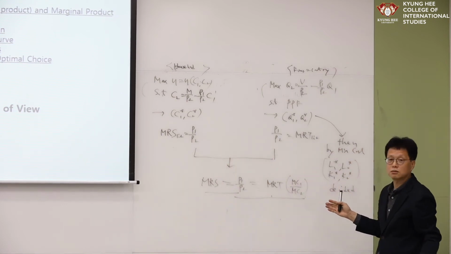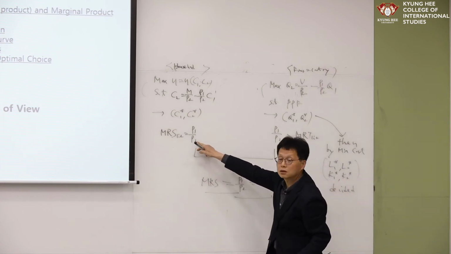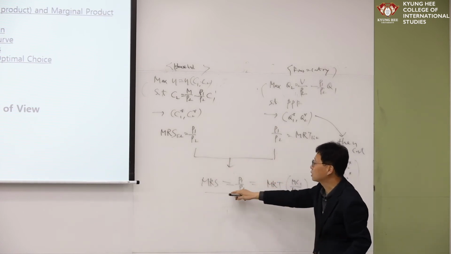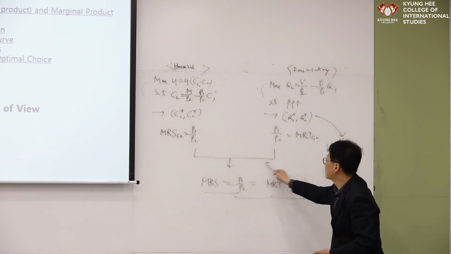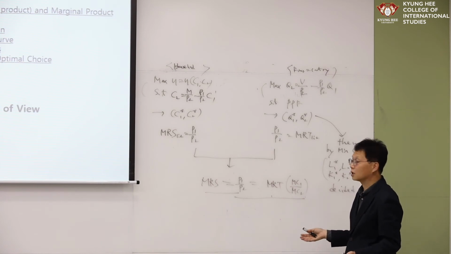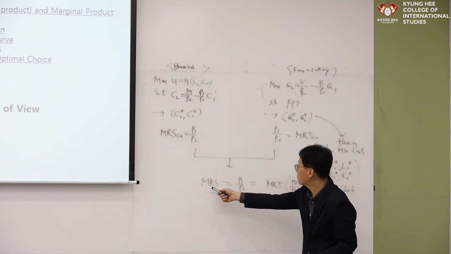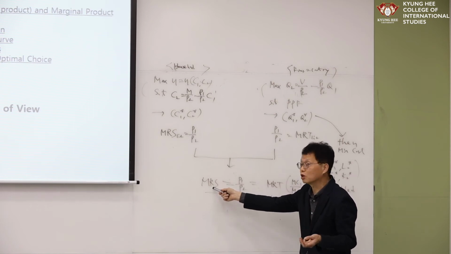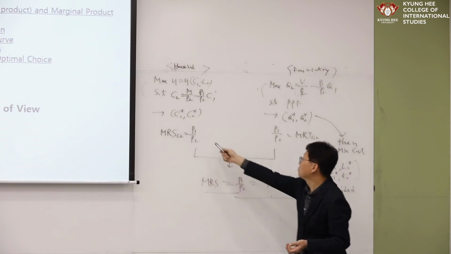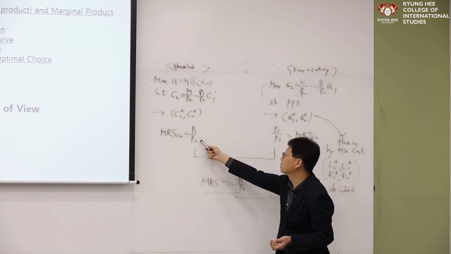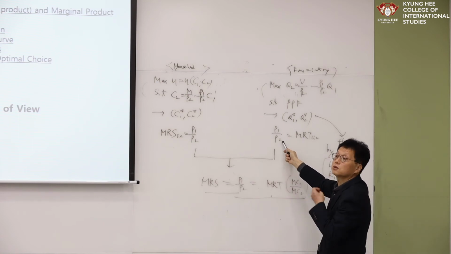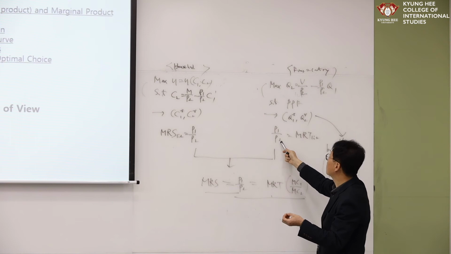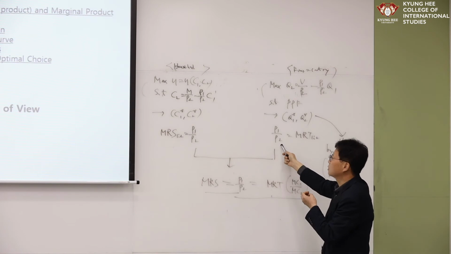Then, what is the general equilibrium condition? This one and this condition are satisfied simultaneously, right? Then we can get MRS, the slope of the indifference curve, is equal to P1 over P2 for consumers, right? It is equal to P1 over P2 for firms, when they sell their products at the market, right? Anyway, this one is equal to this one.